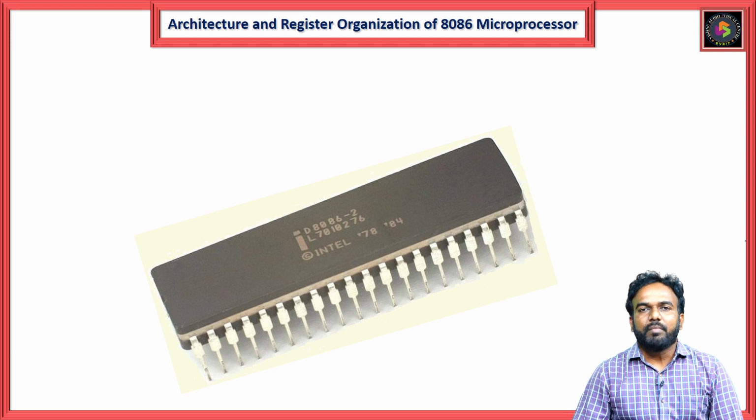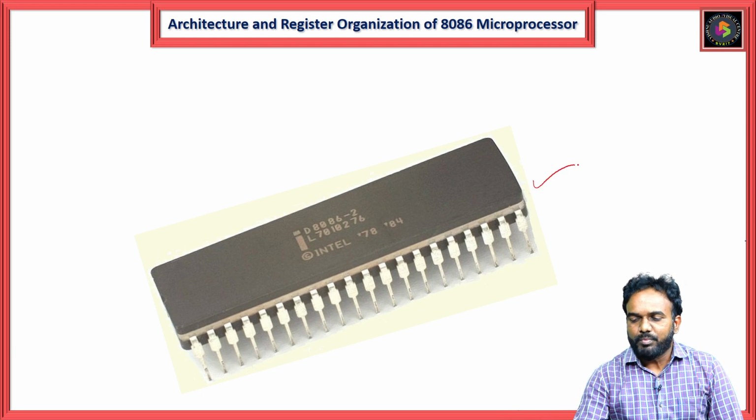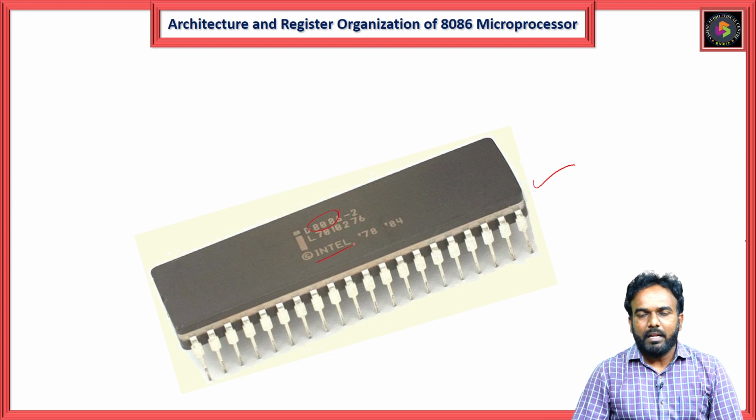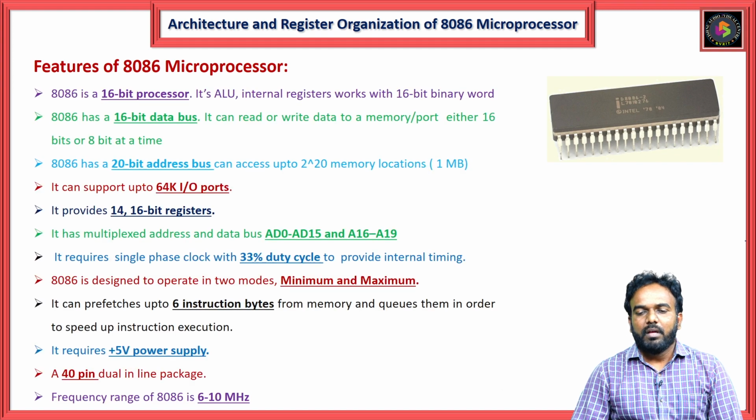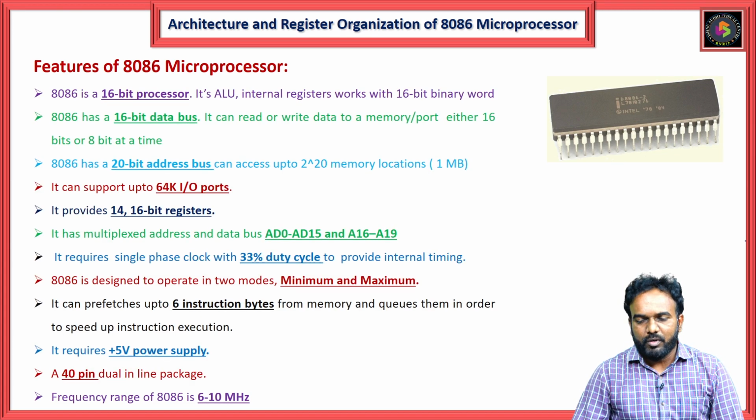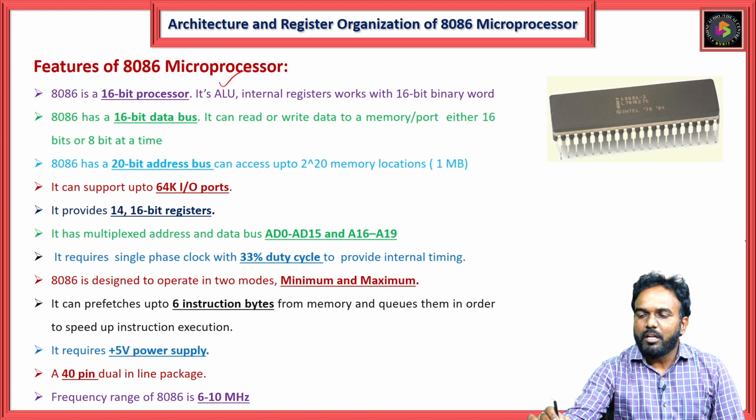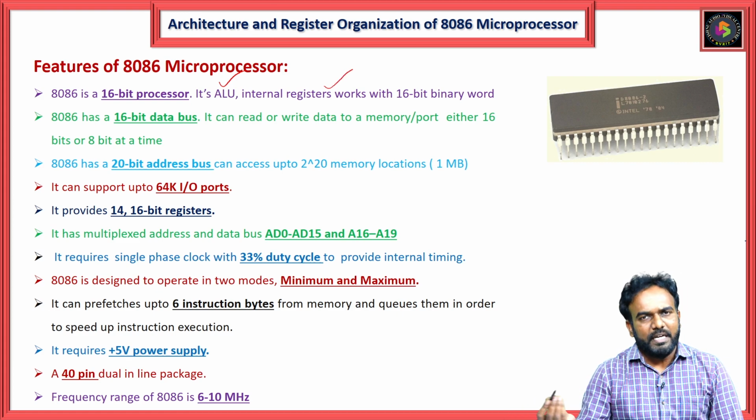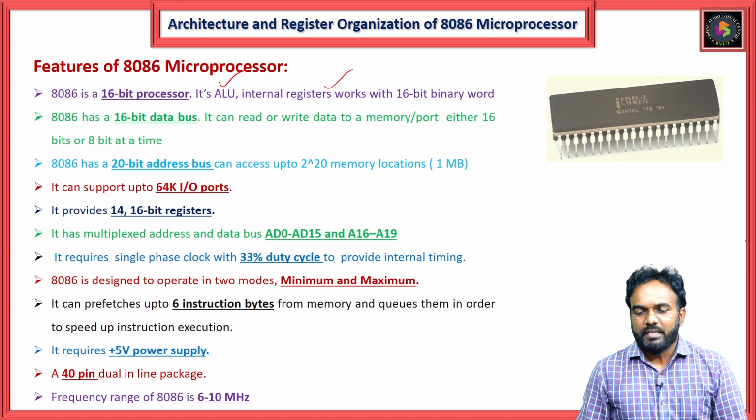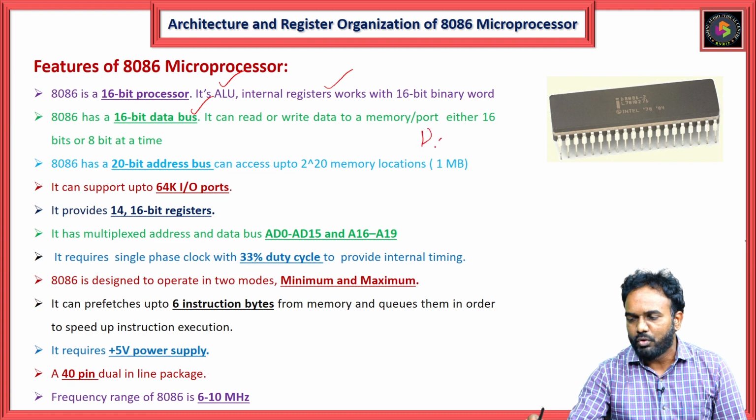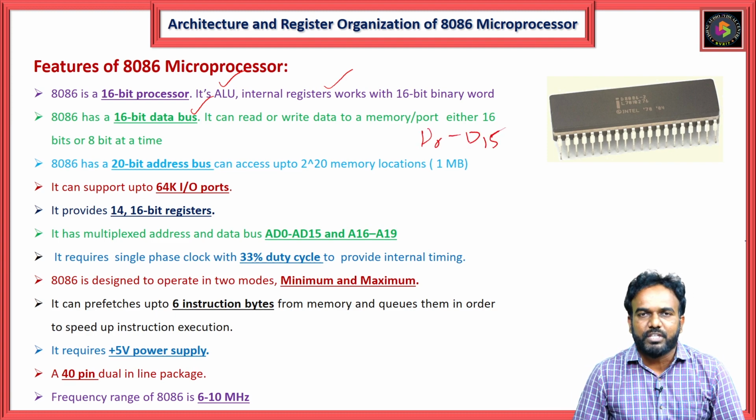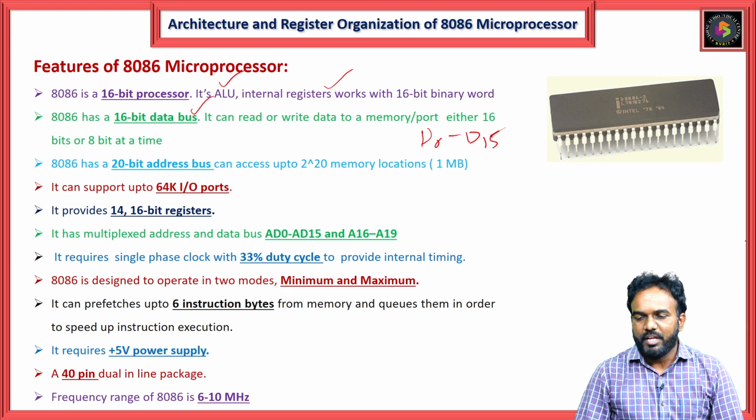And this is the real-time 8086 microprocessor. On top of this particular IC, it is mentioned as 8086 microprocessor. This was invented by the company called Intel in the year 1978. Coming to the features of the 8086 microprocessor, mainly this is a 16-bit microprocessor. Actually, this particular feature depends on the ALU operations, the internal working registers, and the data bus size. Mainly, the 8086 microprocessor contains a 16-bit data bus. That means totally it has 16 data lines, D0, D1, D2 till D15.